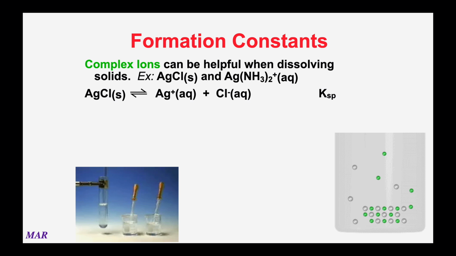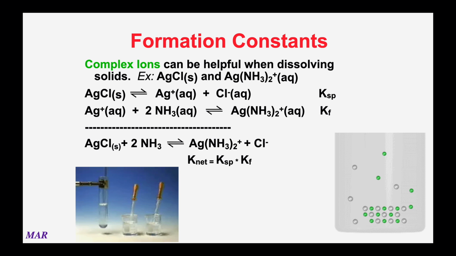Here's the KSP expression for silver chloride. Silver chloride solid going to silver ions and chloride ions. Let's combine that now with a KF expression. And remember, KF, the ions that go into it are the reactants, and the complex ion is the product. Well, if you combine these two reactions together, you can actually calculate the net K for this kind of reaction. Notice how silver ion will cancel on both sides. You can see what happens. In this case, the silver ion cancels. K net would be KSP times KF. KSP and KF are both numbers that are fairly easy to solve. And again, you will see your silver chloride dissolve.